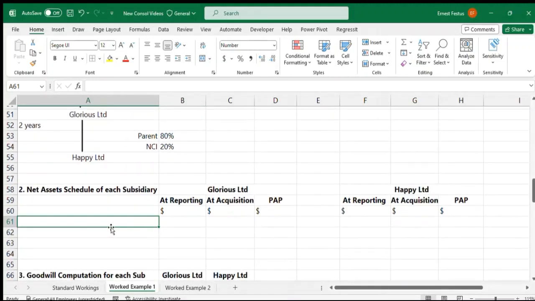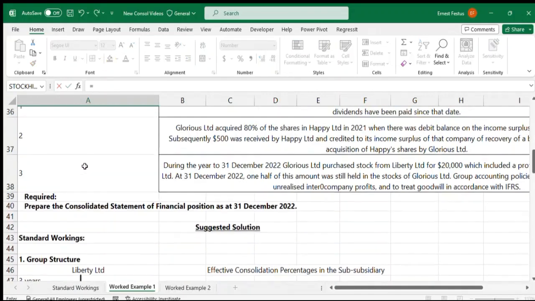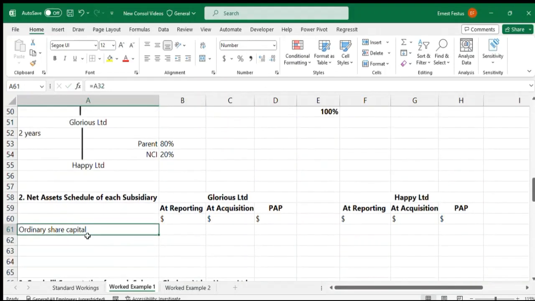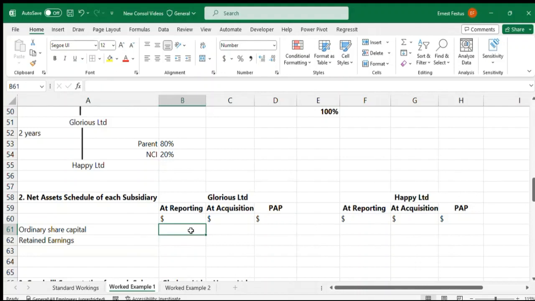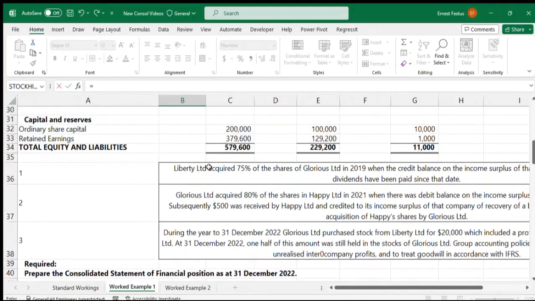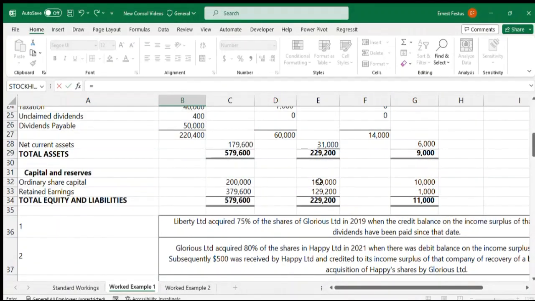So I'll just link those two items. We have ordinary share capital, and then we also have retained earnings. So I'll link that, and then holding my shift, I'll select, and then I'll duplicate with Control D. Then I'll come to my value at reporting date. The value at reporting date is what we have on the face of the statement of financial position. So this is Glorious Limited.